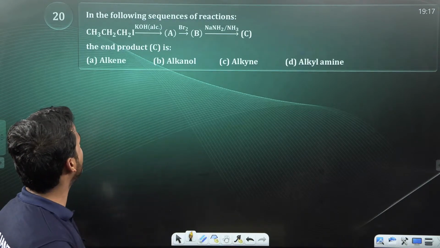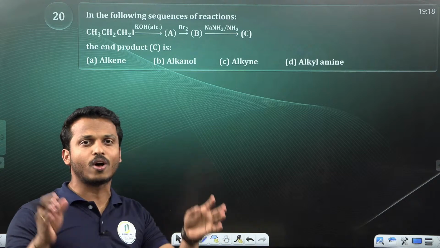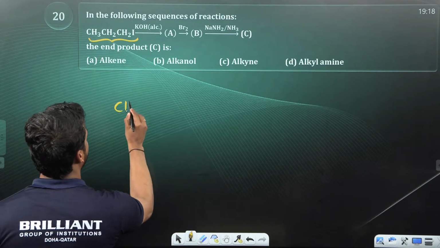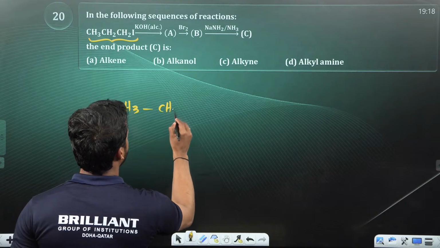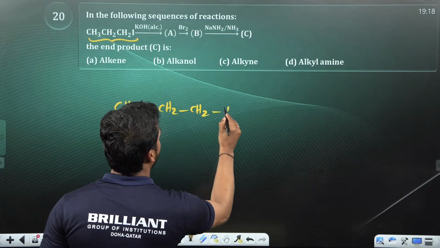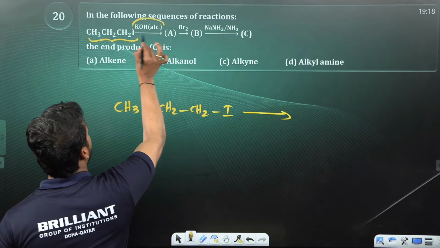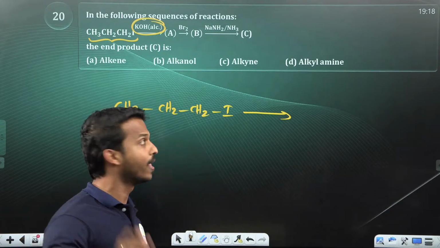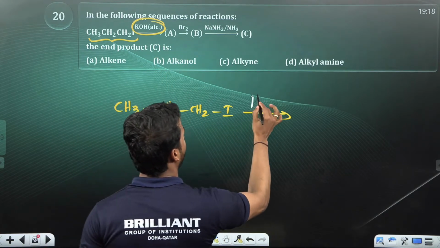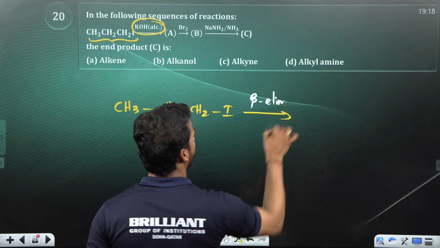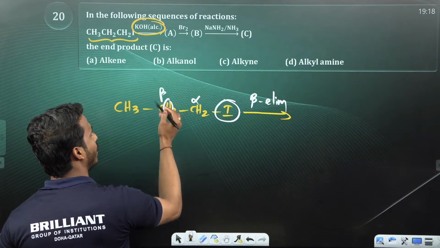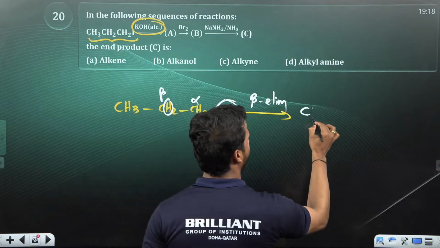And we have the last question. In the following sequence of reaction, the CH3CH2CH2I, what is that? Propyl iodide. This propyl iodide, when treated with alcoholic KOH, be very careful about the alcoholic or aqueous. Alcoholic KOH means, you know, beta elimination. Beta elimination means halogen goes from alpha, hydrogen goes from beta, making a double bond in between alpha and beta.